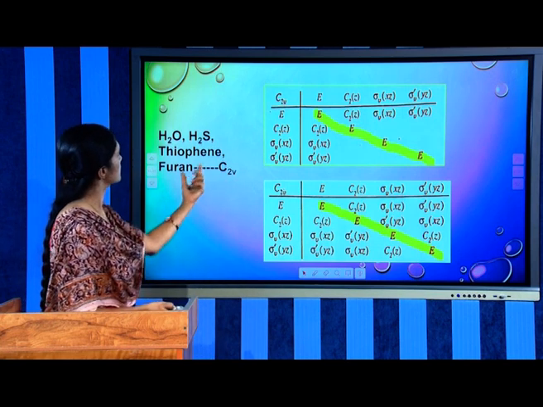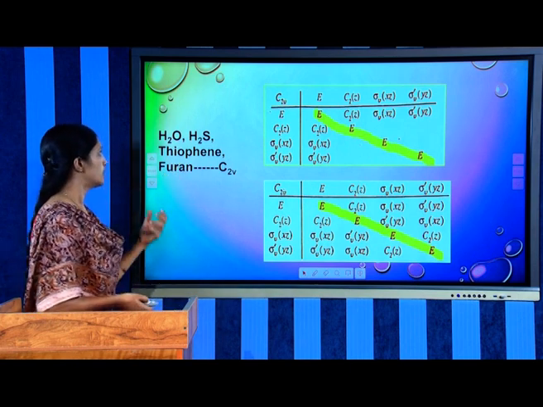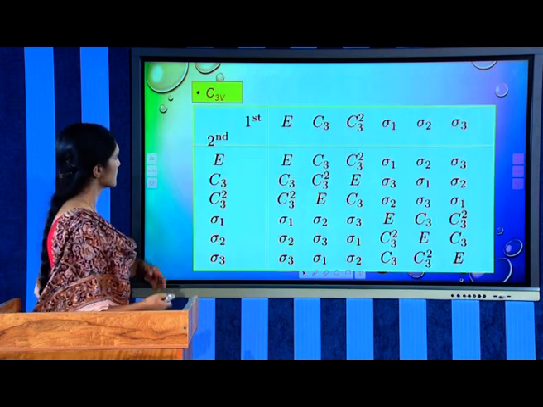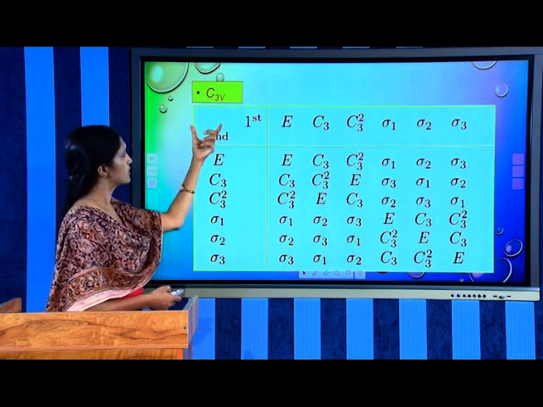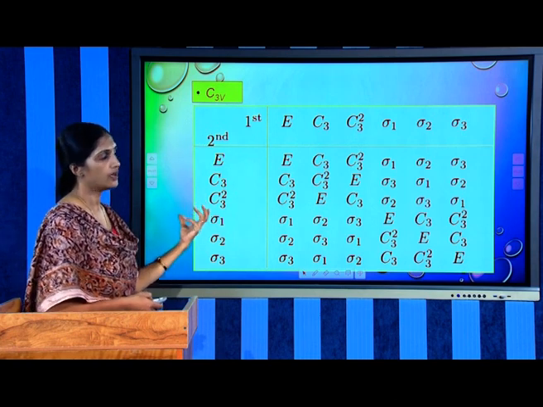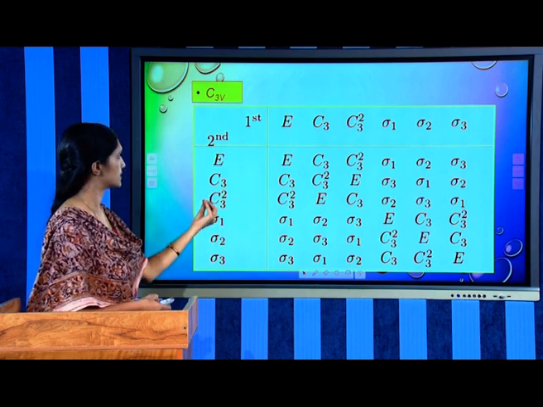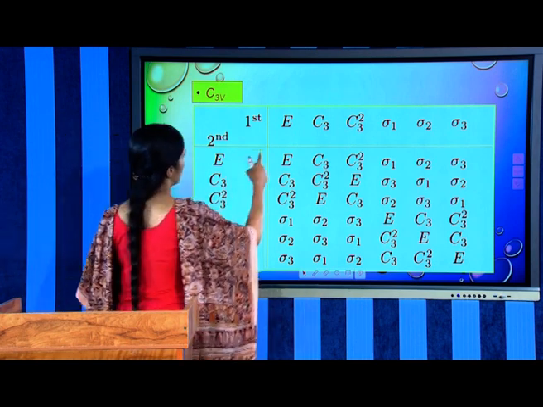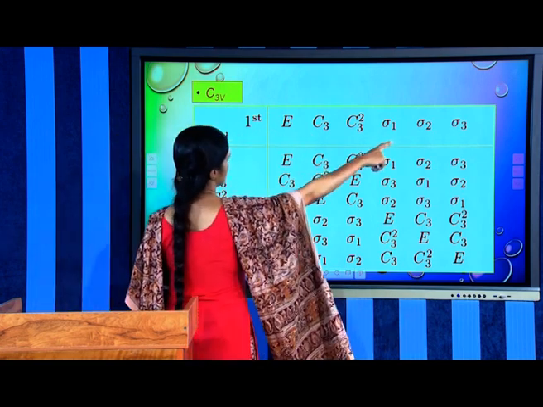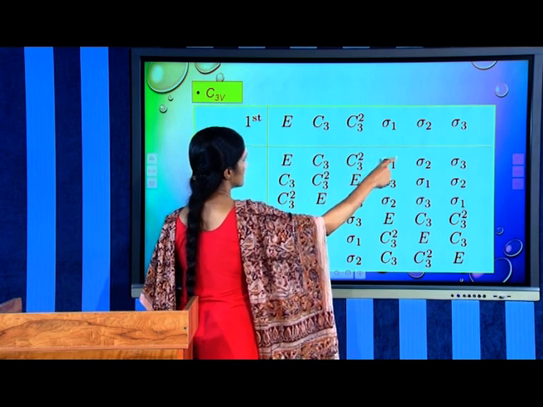So the C2V point group is shown by molecules like H2O, H2S, thiophene, furan, etc. And the C3V point group also can be represented by a group multiplication table. The possible binary multiplications are represented by this table. So in the first row you have to write the 6 elements: E, C3, C3 square, sigma 1, sigma 2, sigma 3.